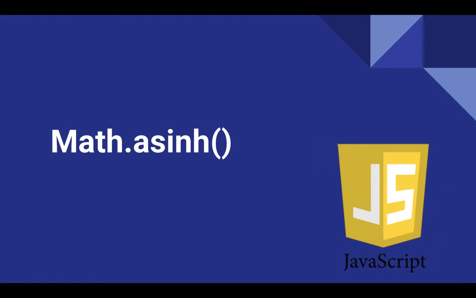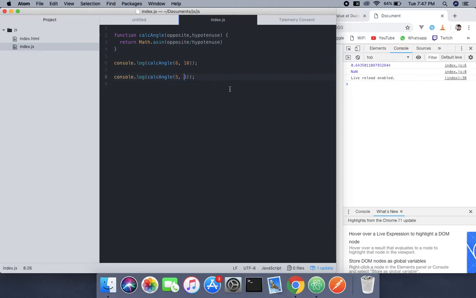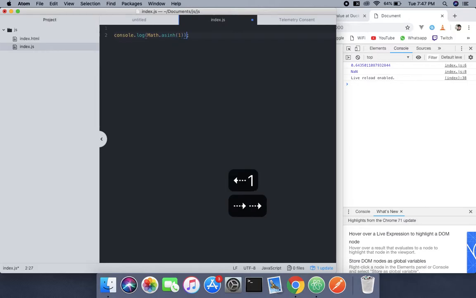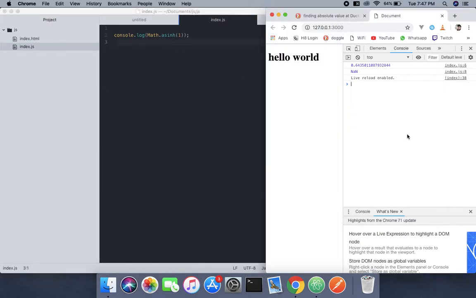So what we're gonna do, make an example of that and log it on the console with Math.asinh(1). So the expected output is 0.8813 something.